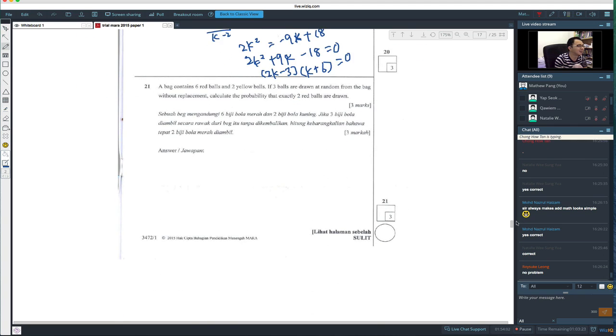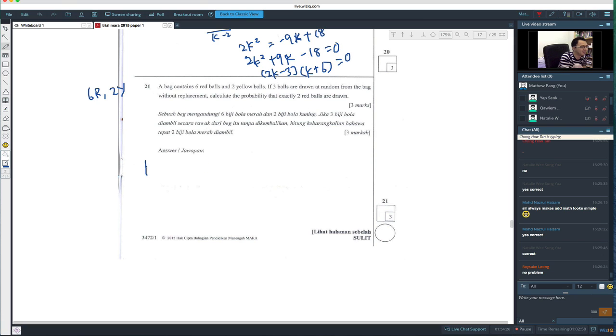Okay, 21. A bag contains 6 red balls, 2 yellow balls. If 3 balls are drawn at random from the bag without replacement, calculate the probability of at least 2 red color. So now I have 6 red color and 2 yellow color. Now they want to take 3 balls, to calculate the probability that exactly 2 is red.